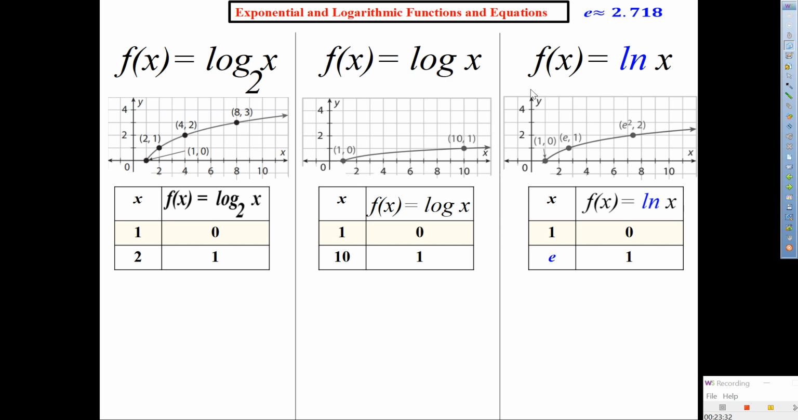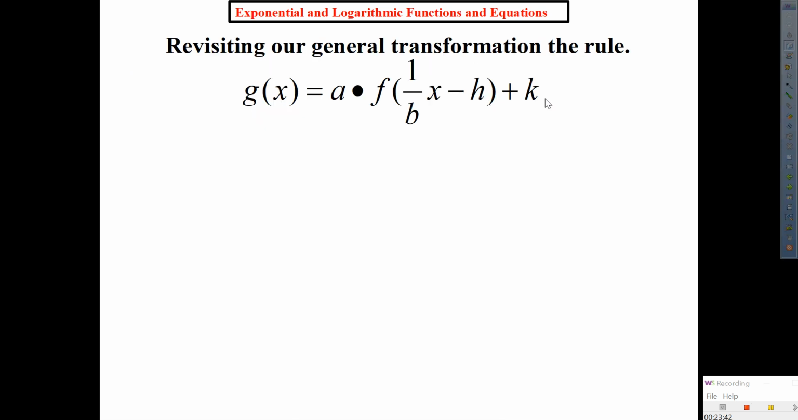This is our general rule, right? So we know what a does. b, h, and k. Do we know how? Yes? Tell me, what do those 4 things do to the function? All right, so a stretches it vertically or compresses it. b stretches it horizontally or compresses it. h either moves it to the left or to the right, and k moves it up or down.